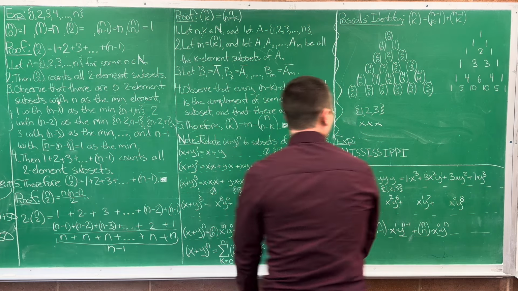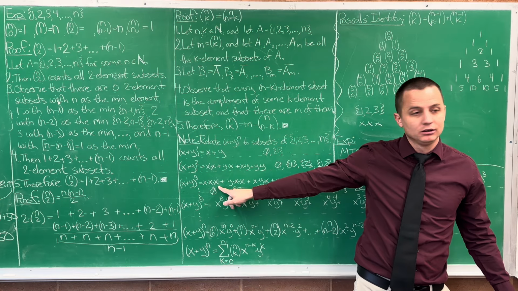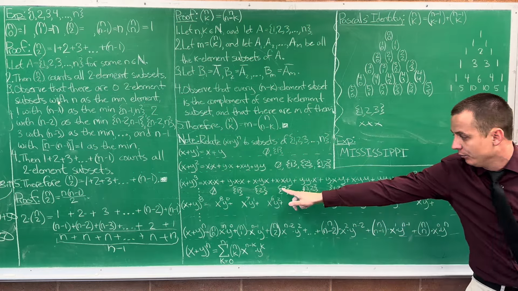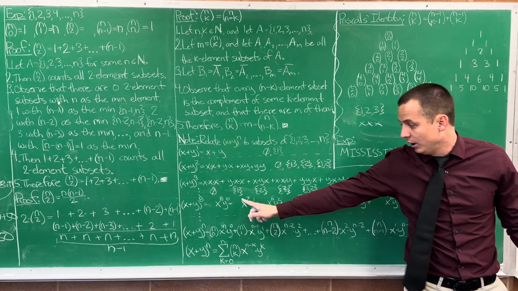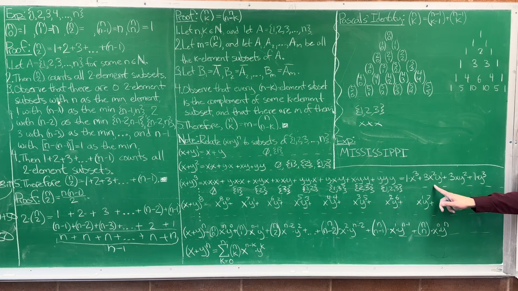Now what happens when I combine like terms? How many did I have with 3 x's? 1. How many did I have with 2 x's and 1 y? 3. How many with 1 x and 2 y's? 3. And how many with all 3 y's? 1. You're right.